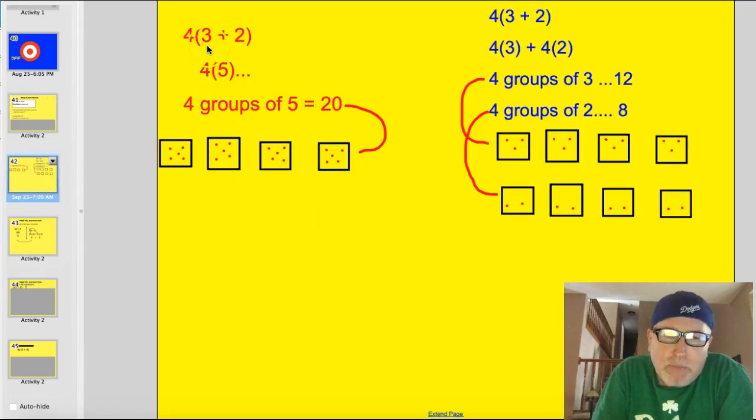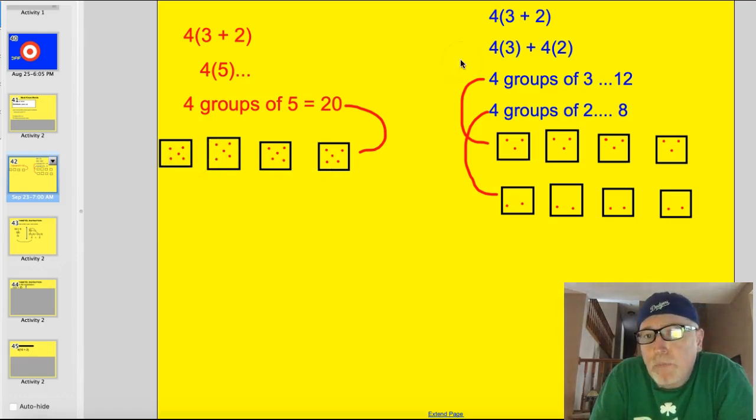Take a look at this problem here. 4 times the quantity of 3 plus 2. Now, order of operations says you do the parentheses first, right? So you'd have 4 times 5. You add these together first, and then 4 times 5 is 20. That's 4 groups of 5. Here they are. It's a crude picture, but it works.